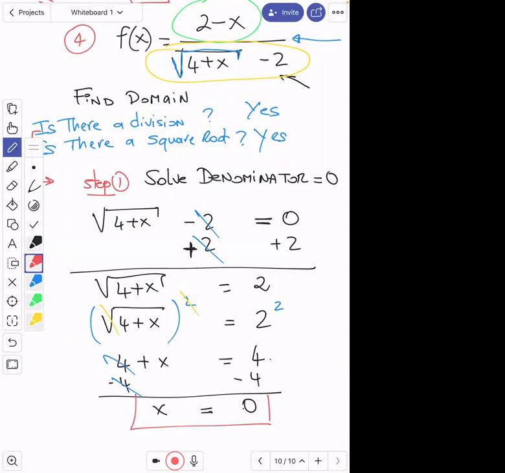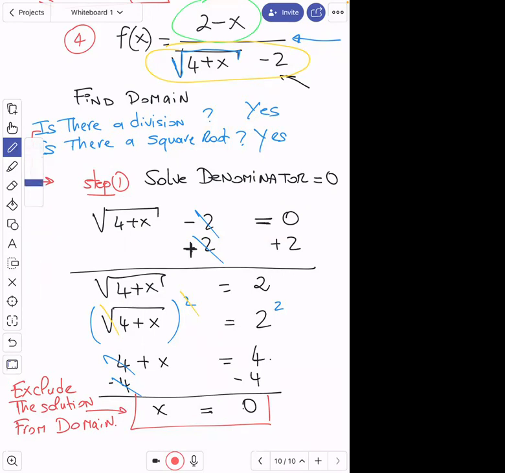Okay, and you remember, guys, once you solve denominator equal to 0, then you need to exclude the solutions in this next step. Here we got just one solution, so we exclude the solution from the domain, right? We need to exclude this from the domain. That's what we do when we have a division. But of course, as I said, we do have a square root, right? So we need to take care of this square root.